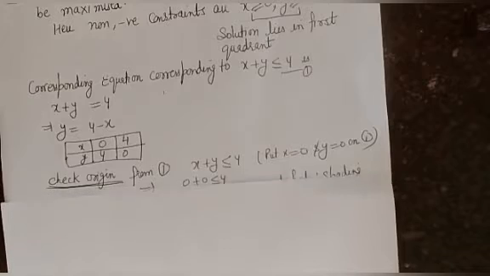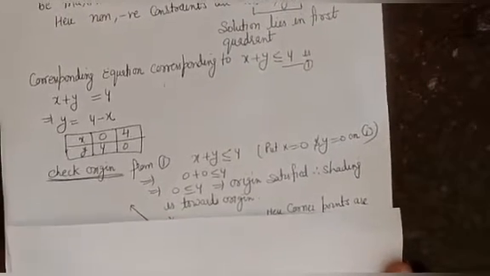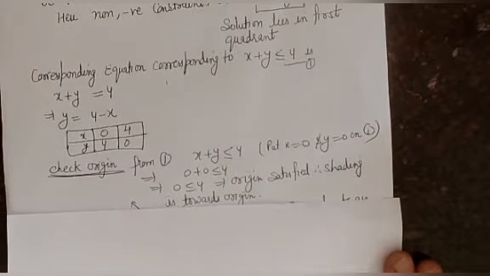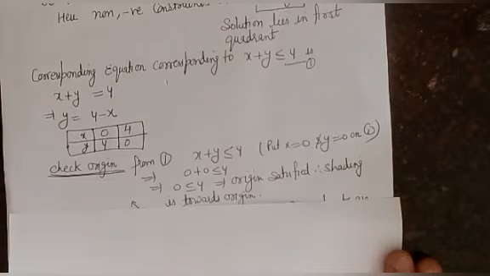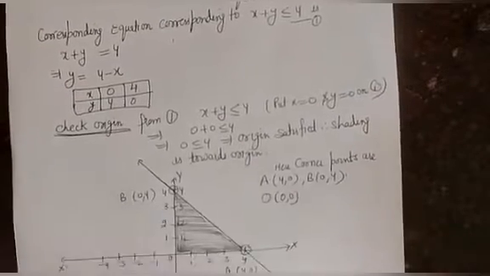And the next thing is to check the origin. So checking of the origin will be done from the inequation. How will you check? You will put both x and y as 0 in the inequation x plus y less than equal to 4. That is 0 less than equal to 4. Is it true? Yes, it is true. So what does it mean? It means that the origin is satisfied, and it concludes that shading will be towards the origin.